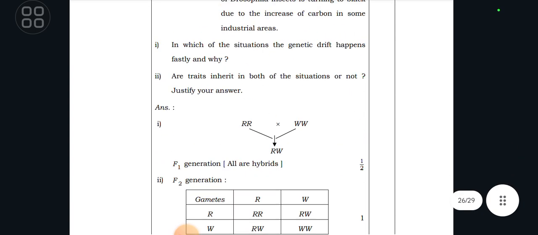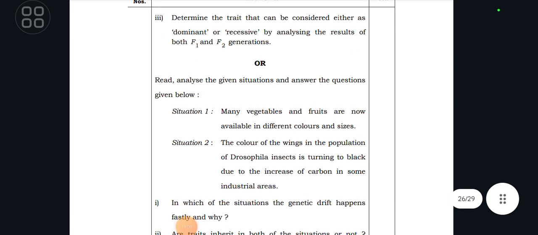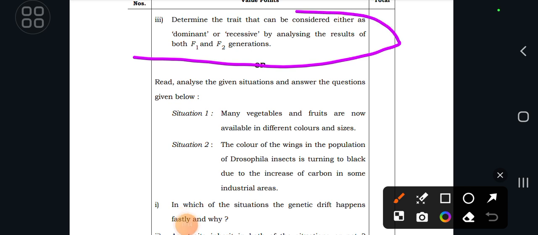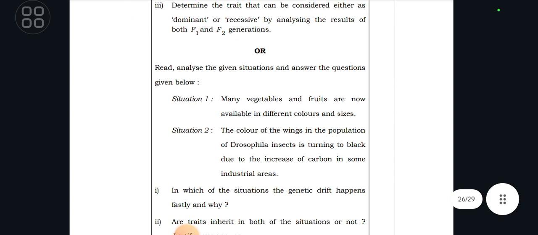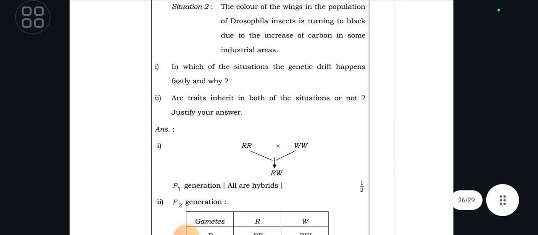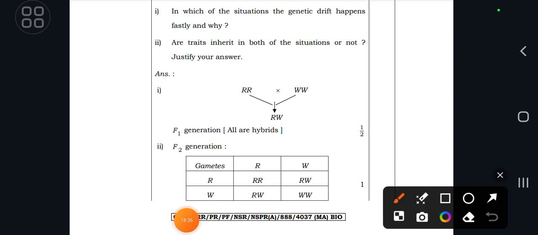Coming to this question, I will tell you one thing. Please practice this question because it has been asked more than 10 to 12 times in the question papers repeatedly. This question is very, very important. Mark it as very important. This question belongs to heredity and evolution. The answer starts from here.